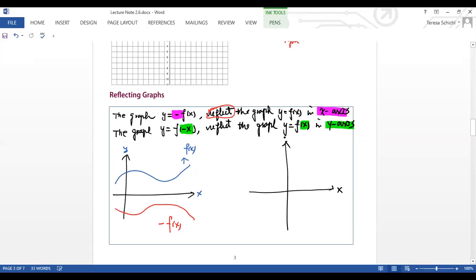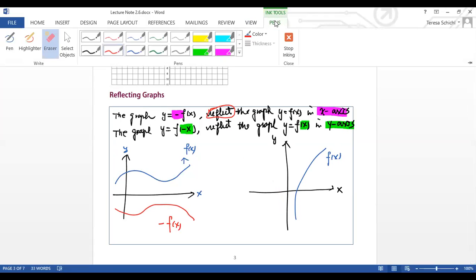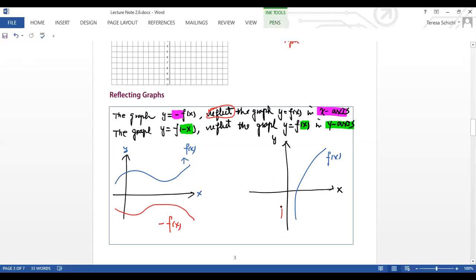Okay, so this is x, this is y. So the reflecting over the y-axis. For example, this is my original function, f of x. So what is reflecting over the y-axis? It's the same concept as the mirror. Of course, I did not draw very nicely here, so let me try again. Better, right? It's the same idea.